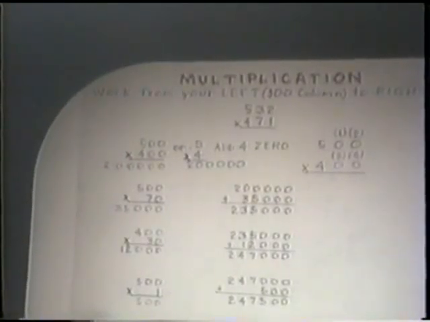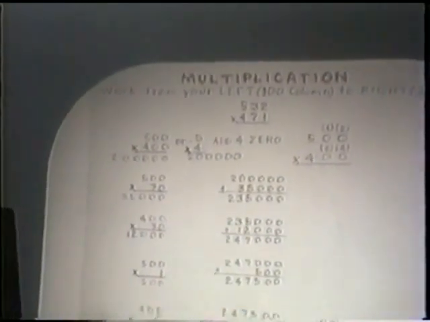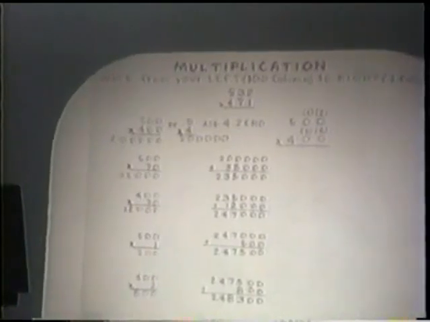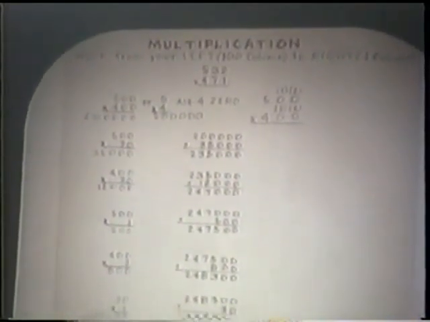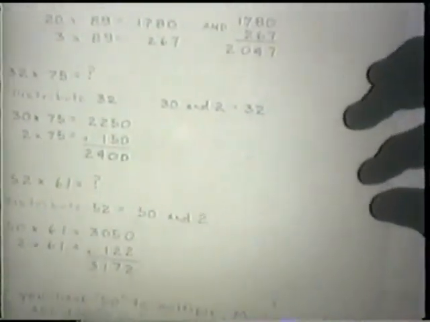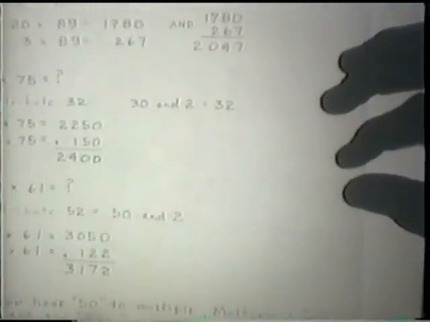You can copy this example, put your VCR on pause. And we'll go to the next example. We do have problems to work now. Let's try the law of distribution. Distribution.